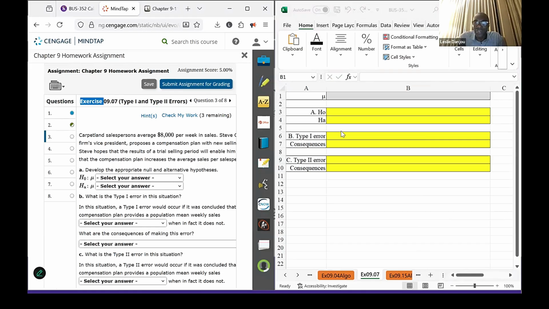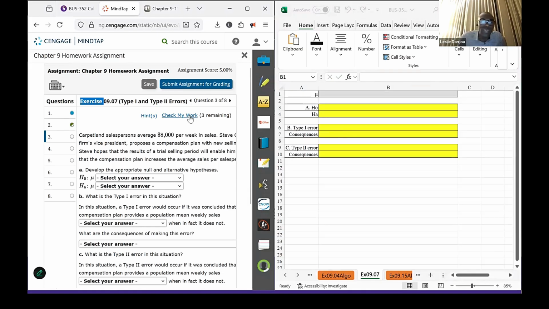Same kind of concept, but they're dealing with type 1 and type 2 error. Carpet land salesperson's average. This is the historical data. This is why we put this up here. $8,000 per week in sales. So 8,000, put it in there. Once again, that same hypothesized value goes twice down here. 8,000, 8,000.